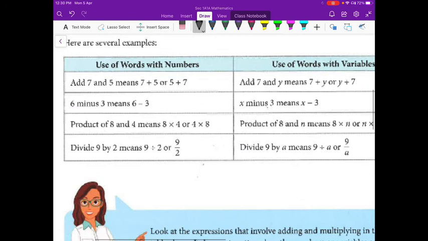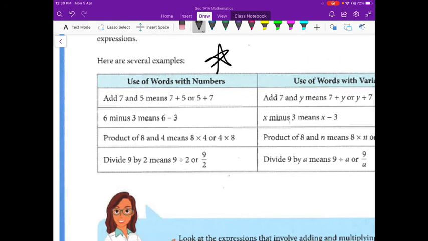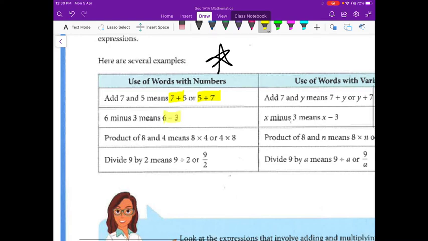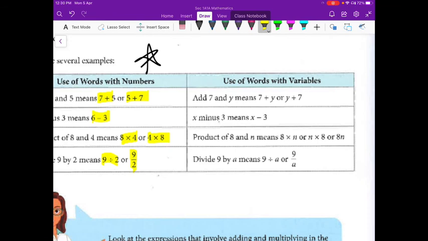Okay, and this over here is important. This is tested. This table. When they say add 7 to 5, you write down 5 plus 7. When they say 6 minus 3, you write down 6 minus 3. When they say product of 8 and 4, you write either 8 times 4 or 4 times 8. Simple. When they say divide 9 by 2, 9 divided by 2 or 9 over 2. Now, on the left hand side is what you do in primary school. On the right hand side is what is tested for your secondary school.